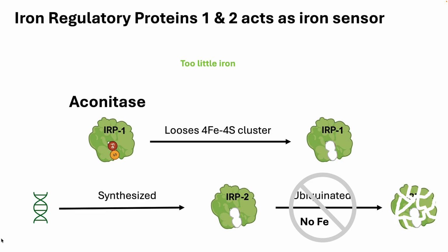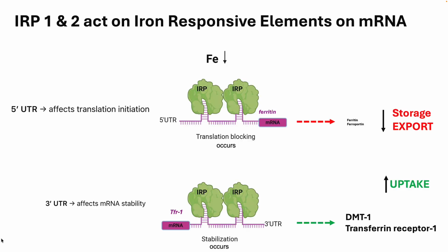When the cellular levels of iron are low, IRP level increase. The IRP1 loses its iron sulfur cluster and is now active. Similarly, due to low levels of iron, IRP2 is not getting destroyed by the proteasome, so its level also increase. In iron deficient states, the IRP levels are high. Now IRP can bind to both 5' and 3' ends of iron responsive elements on the mRNA.